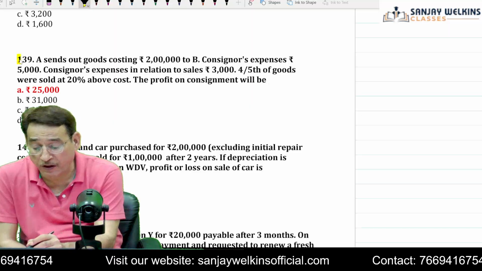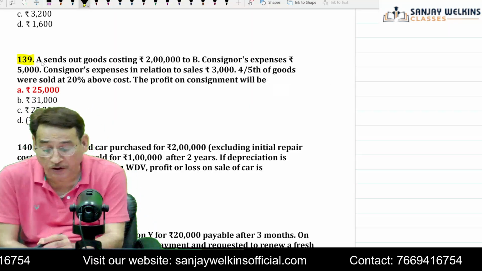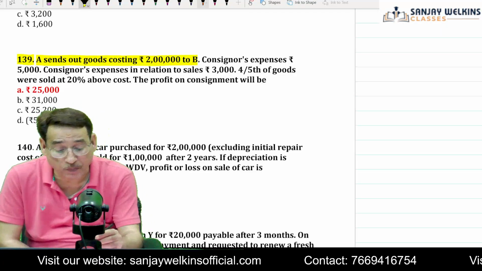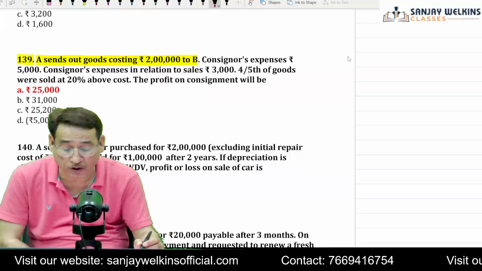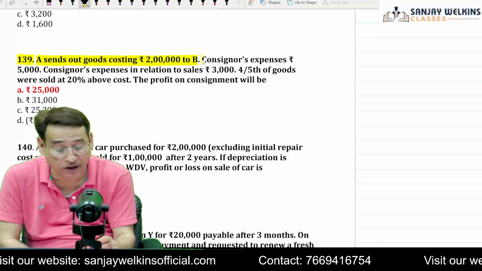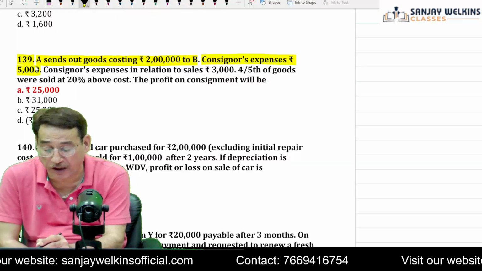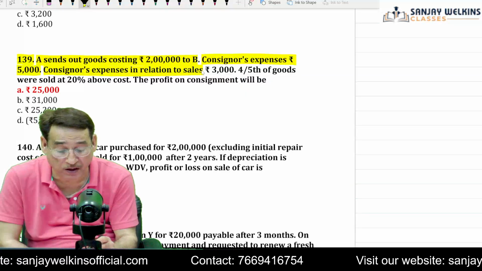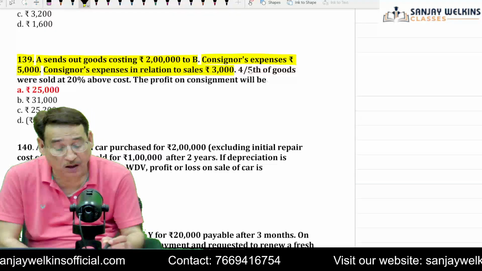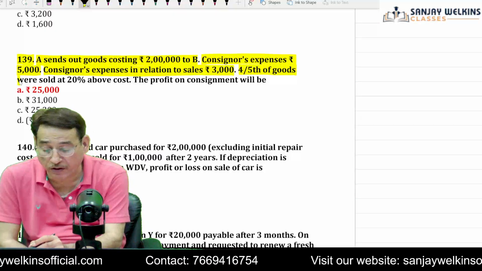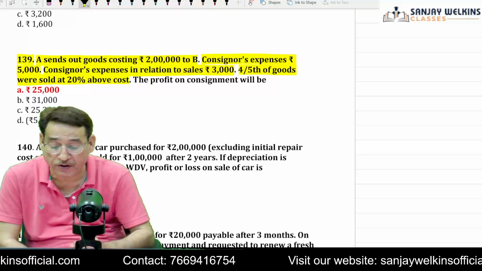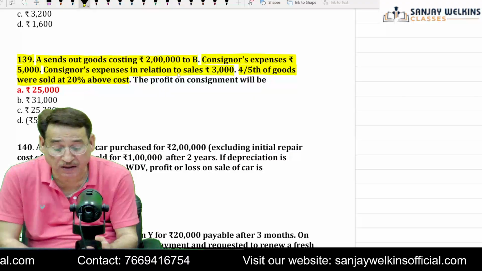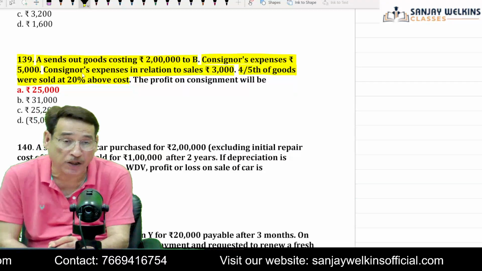Now, as far as question number 139 is concerned, in this particular question, it is given that A sends out goods costing 2 lakh to B. So in this particular question, A is sending the goods costing 2 lakh to B, and further it is mentioned that consignor's expenses rupees 5,000. And consignor expenses are 5,000. Consignor's expenses in relation to sales are 3,000. And 4/5 of the goods were sold at 20% above cost. Correct? Consignor's expenses 5,000. And consignor's expenses in relation to sales, actually it should be consignee's expenses.